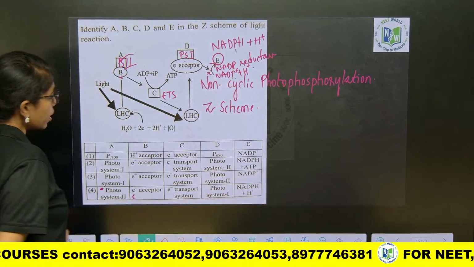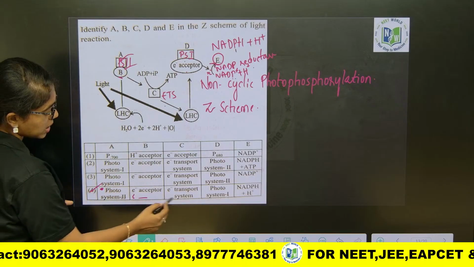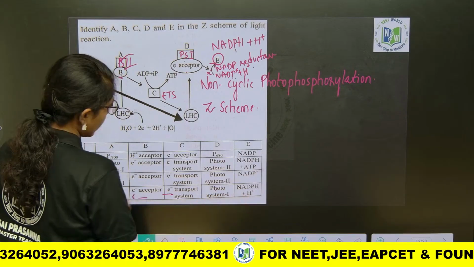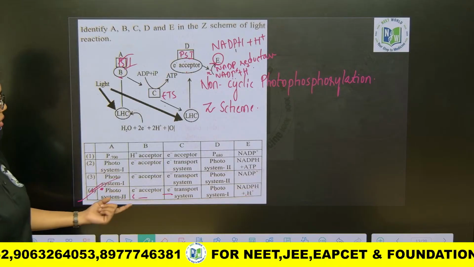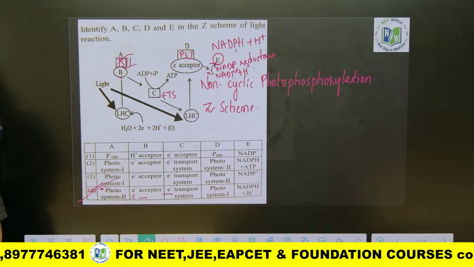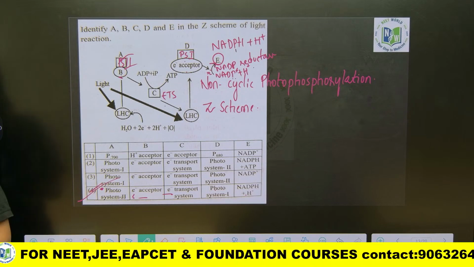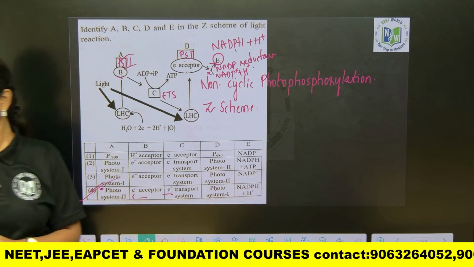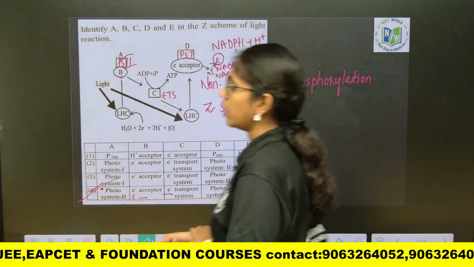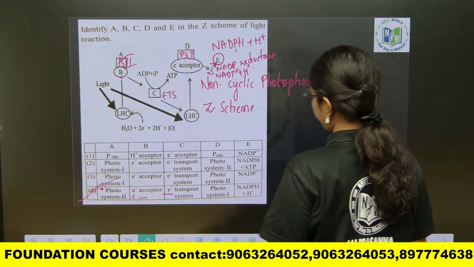So, here you look into it properly. What will be the options? PS2, electron acceptor, ETS, photosystem 1 and NADPH plus H plus. So, here the option will be 4. Clear ma? A will be photosystem 2. Yes, that is correct. And the right answer will be option 4 here.